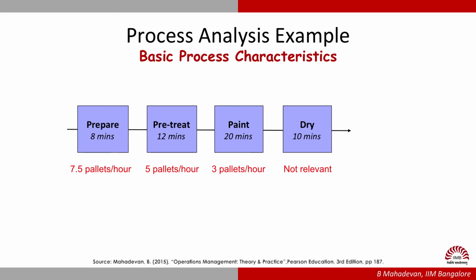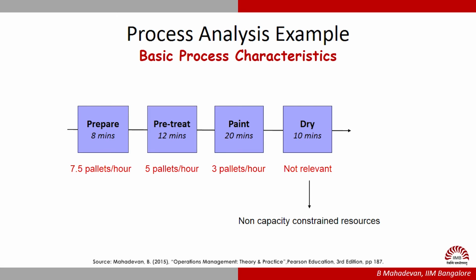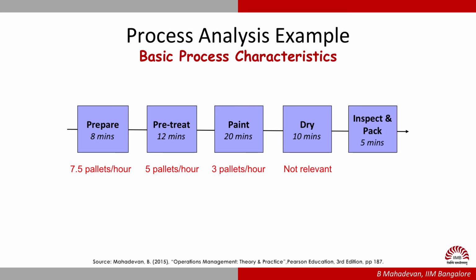Remember this, there are situations in our real life setting where certain resources never put a constraint. So they are called non-capacity constrained resources. They never constrain your capacity. Therefore, let us not calculate the production capacity. Simply, I can stack 1000 pallets and dry them. So there is no capacity constraint. Let us go to the last stage, the inspect and packing, which takes 5 minutes. And if you convert it into pallets per hour, you get 12 pallets per hour.